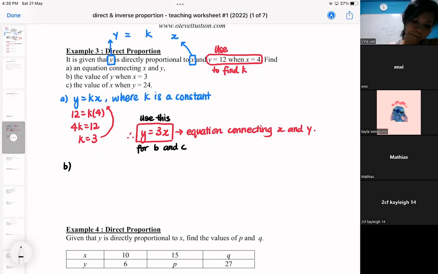So part B, they are asking for what happened when X is 3. It's a very simple thing. You just put into the formula.